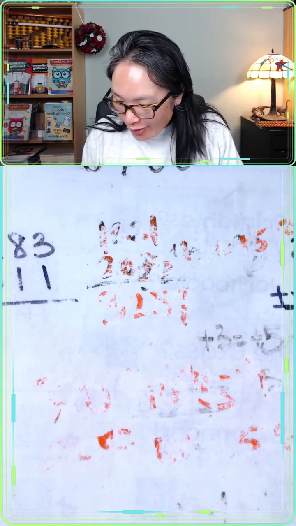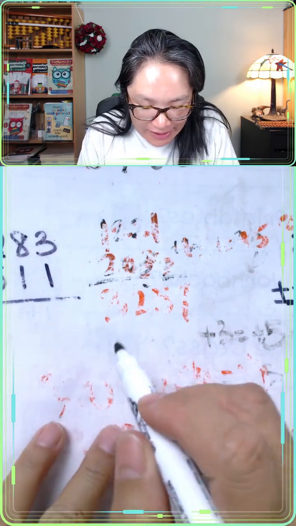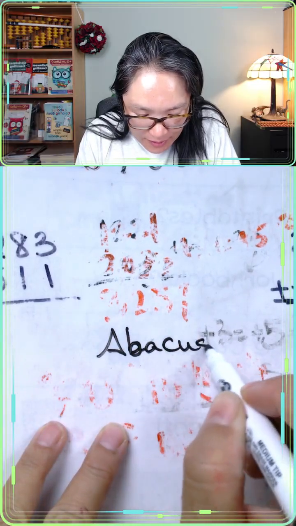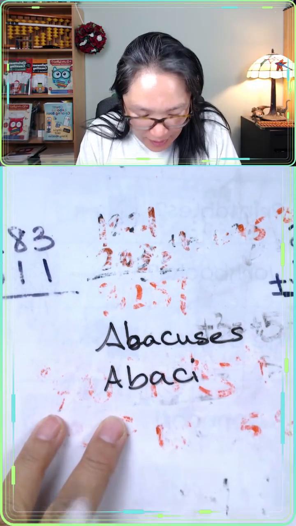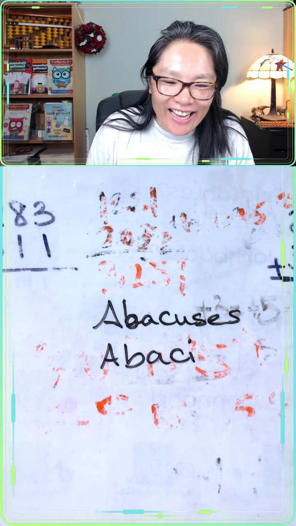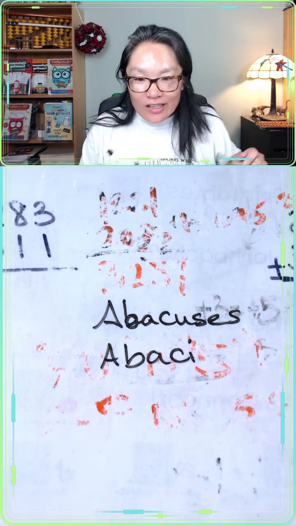Yeah, I don't know. Somebody was asking about that too. I think it can be both. It could be abacuses, or it could be abaci. Something like that. We need a word. I don't know. Right? Okay, good.